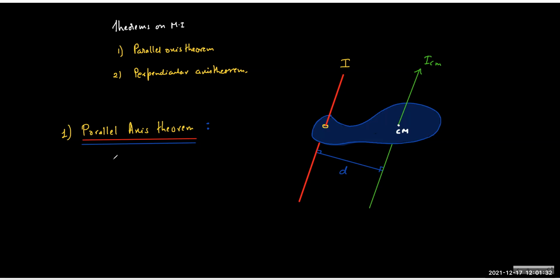So what this theorem says is that I is pretty simple. Add ICM to the mass of the body times the square of the separation between the axes. This is pretty simple to write: I equals ICM plus MD square. That's it. So how to put it into words? Moment of inertia about a given axis is equal to the sum of the moment of inertia about an axis passing through the center of mass parallel to the given axis, and the product of the mass of the body and the square of the separation between the axes.